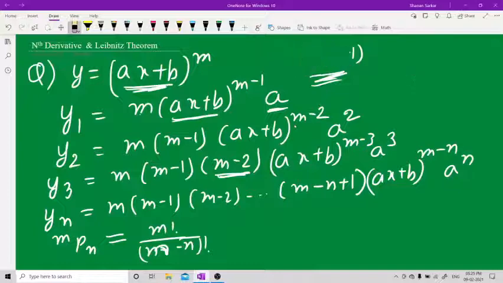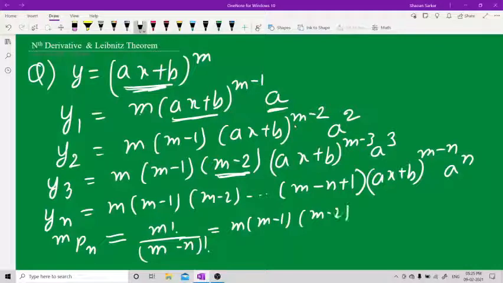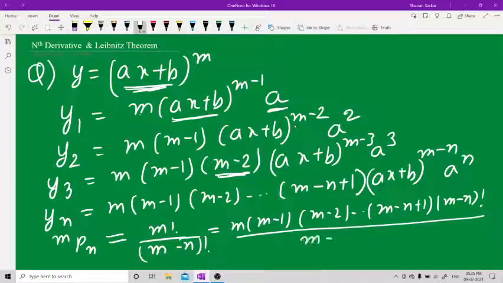Now leave all this and come to this point. This is m into m minus 1, m minus 2, and so forth up to m minus n plus 1. Then it is m minus n factorial upon m minus n factorial. So they cancel out each other.